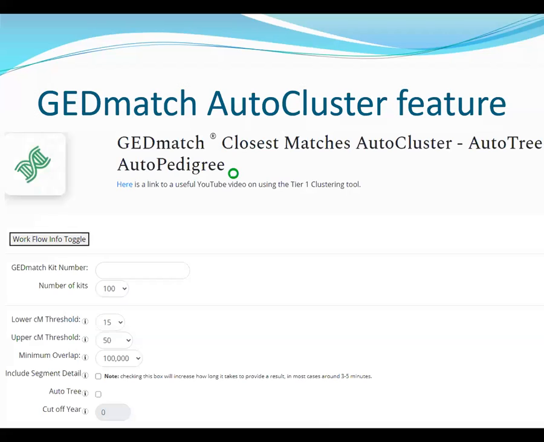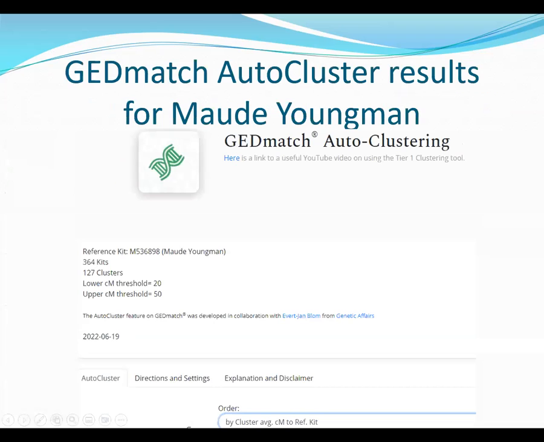Here's the input spot. So you input the kit number, choose the number of kits you want to include and the thresholds, and then run the analysis. So here are the results for my grandmother, and it included 364 kits and generated 127 clusters with this particular analysis.